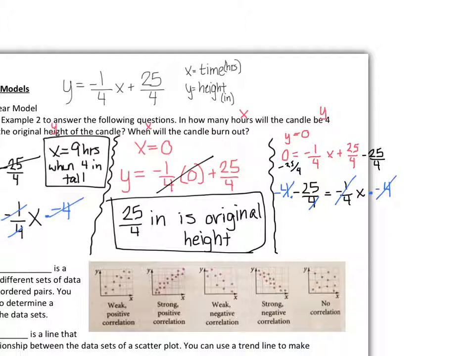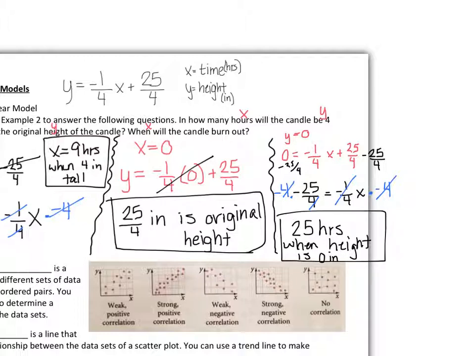positive 25. We were looking for x, which is time. So 25 hours when height is 0, 0 inches. That candle burned for a long time.